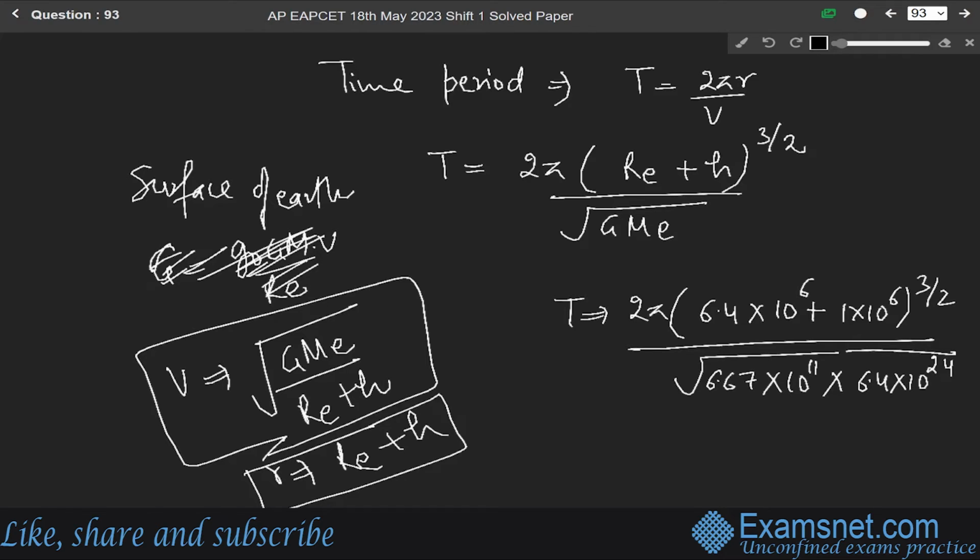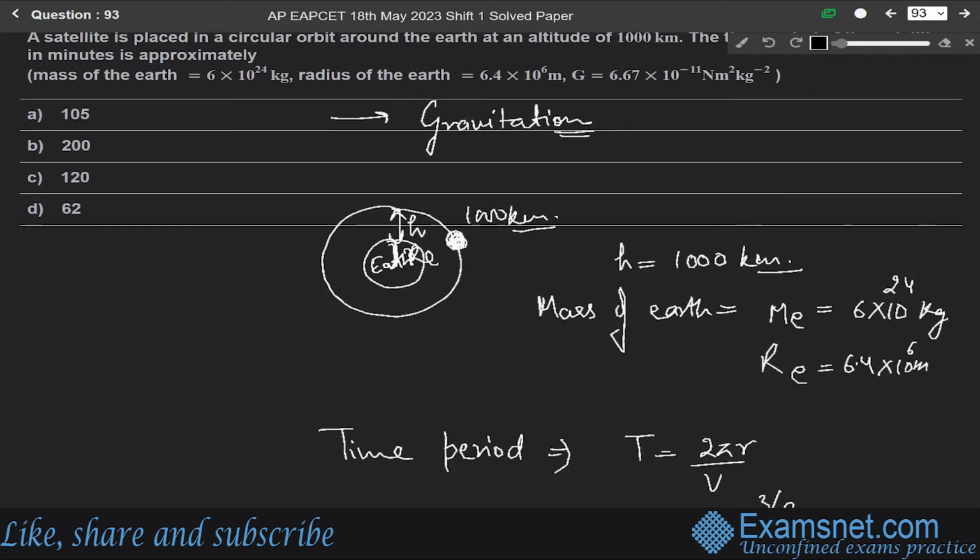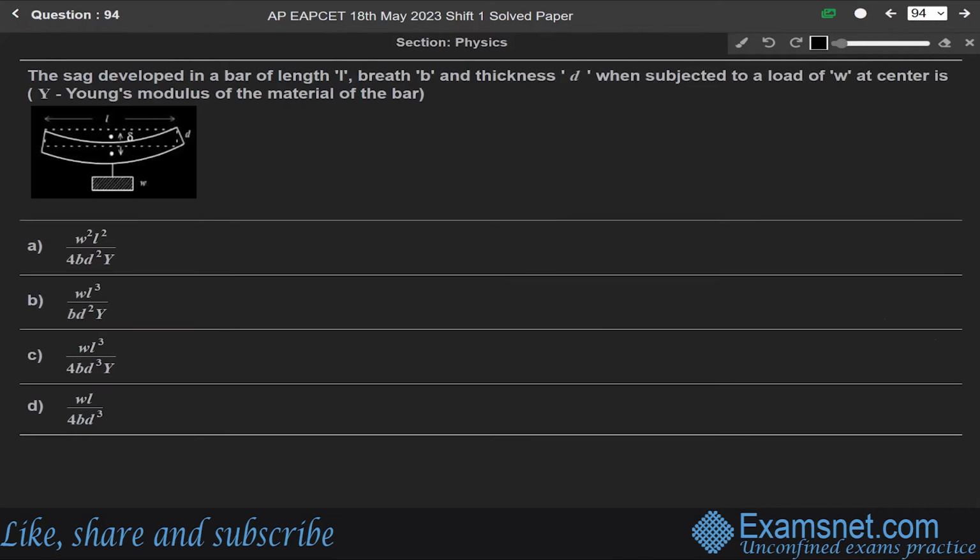So solving it, we get time is equal to 105 minutes. Okay, this is our final answer. So the correct answer is 105 minutes. Okay, now next question 94.